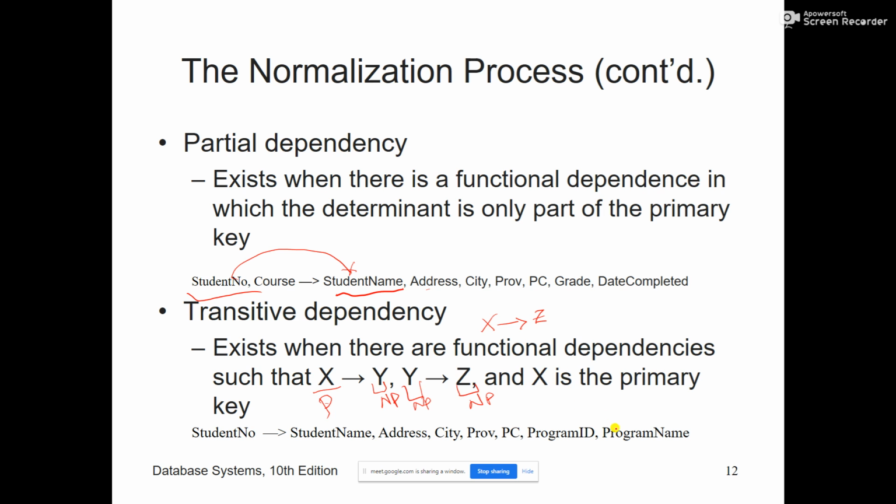Okay, here we have an example. Program name and program ID and student number. Now program ID and student number have dependency, but program name depends only on what? Program ID. It has nothing to do with student number. So this is what? Transitive dependency. Program ID depends on student number and program name depends on program ID.